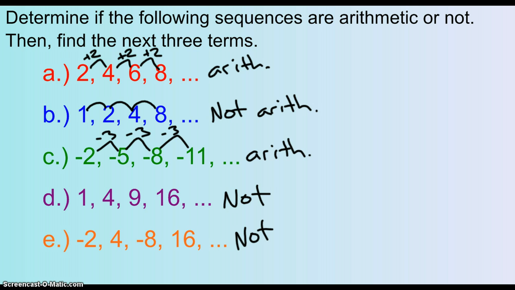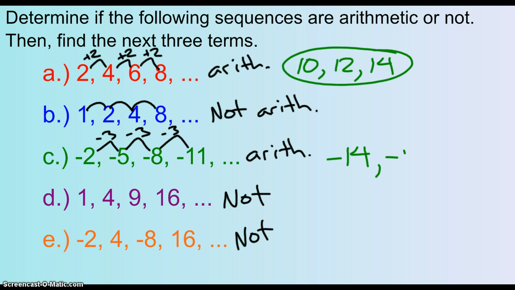All right? And the only other thing you have to do, if it is arithmetic, is use that common difference to get your next three terms. So at the top for A, I would just add 2, or 2 to 8, sorry, you get 10, 10 plus 2, and 12 plus 2. So those are my next three terms. On the bottom, we would just keep subtracting 3. So to go negative 14, negative 17, and negative 20. Those would be my next three terms.